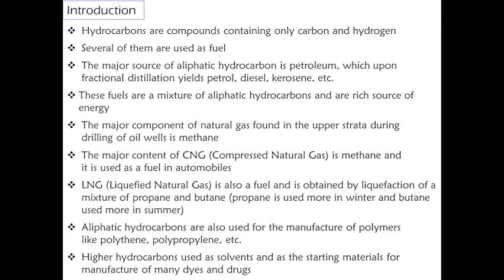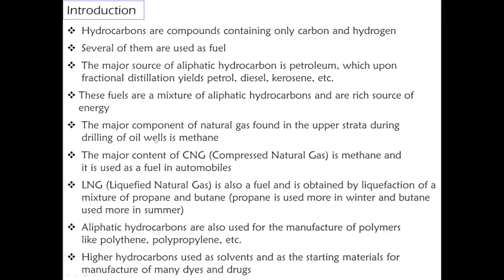For our daily applications like cooking, and also used in vehicles, etc. So these are a rich source of energy. The major component of natural gas found in the upper strata during the drilling of oil wells is methane. So methane is a gas, as you know. Methane is normally obtained from the upper portion of the oil wells. It will be trapped over there and can be taken out from the upper part of the oil wells.